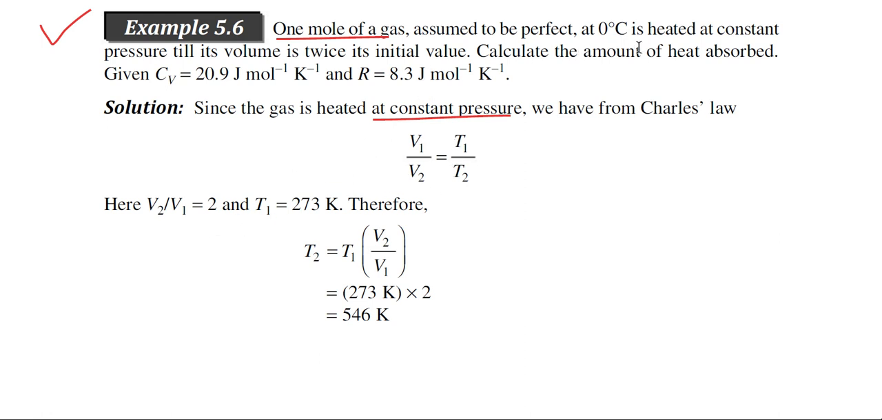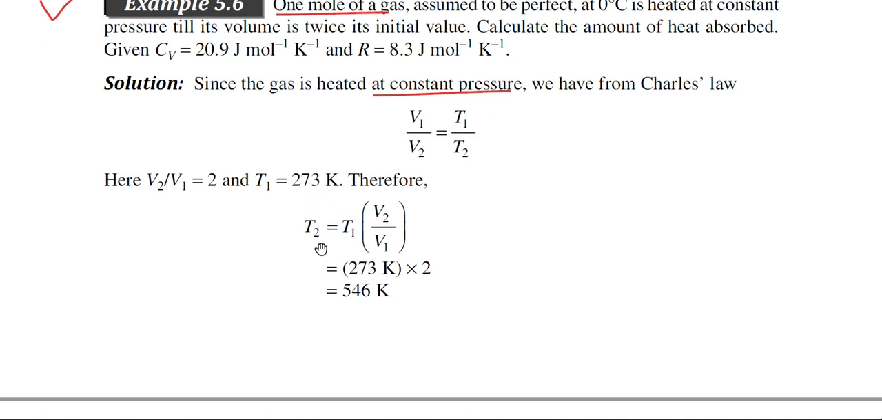Now, you see that volume becomes twice. So, we can say that V2 by V1 is equal to 2, and T1 is equal to 273 Kelvin, because the gas at first was at 0 degree centigrade, means T1 was 273 Kelvin. So, final temperature T2 is 546 Kelvin.